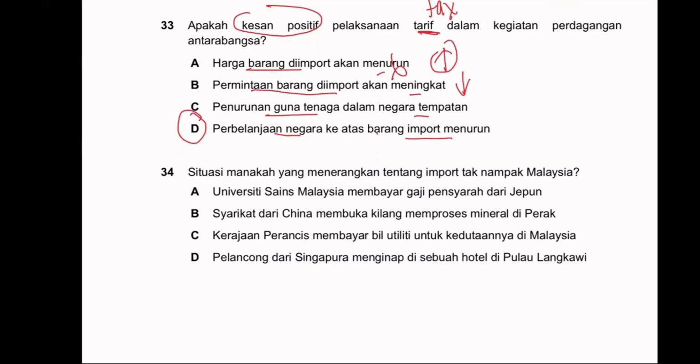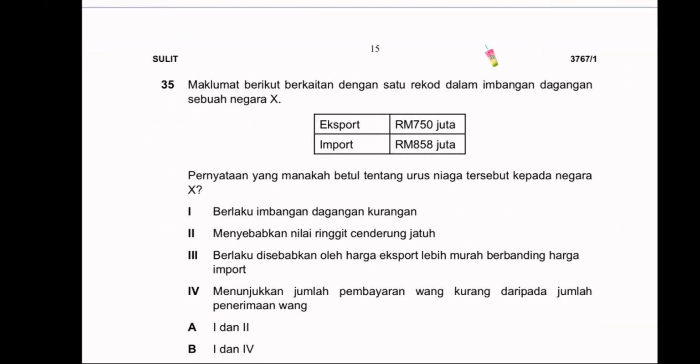Alright, 34. Situasi mana menerangkan import tak nampak? Which one is import tak nampak? USM bayar gaji import pensara, a lecturer. This was right. Membuka kilang. Kilang is a physical thing, yeah? It's not about tak nampak. Bayar utility ketututan. To us, this is an export tak nampak because they pay us. Singapore, penginapan sebuah hotel. Export tak nampak because they pay us. They pay us. Okay?